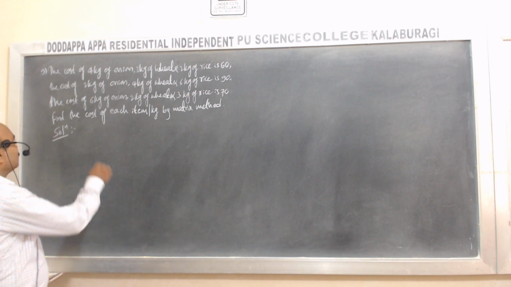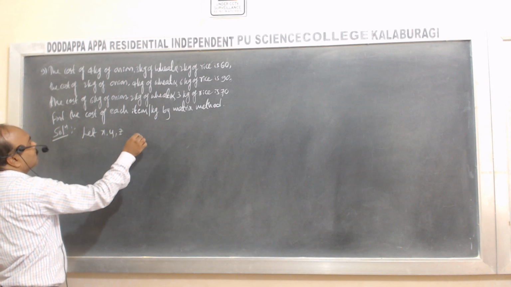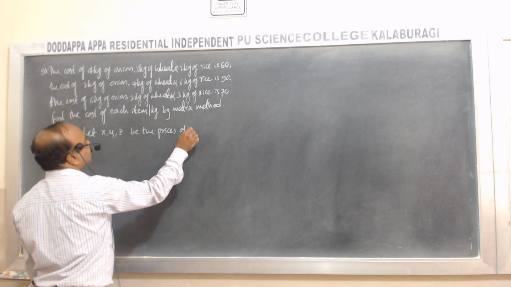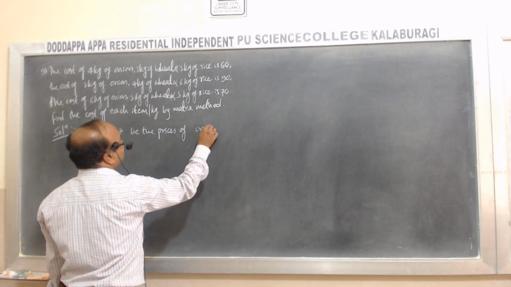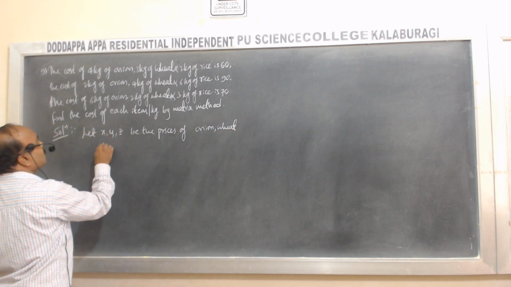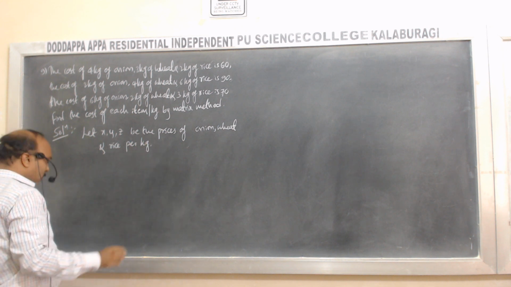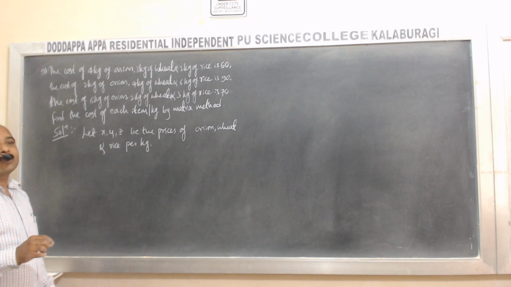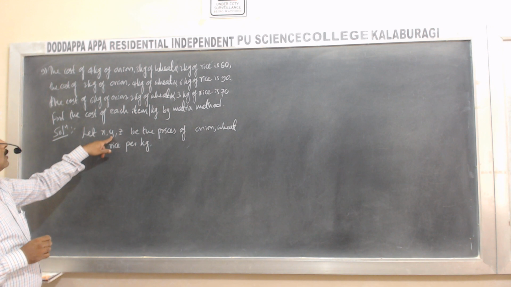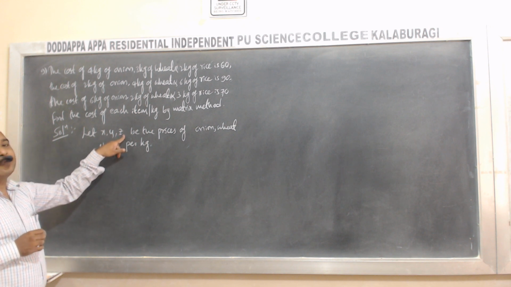Now we consider, let x, y and z be the prices of onion, wheat and rice per kg. Now according to this we can write the equations. We take onion per kg as x rupees, y is per kg of wheat and z is the variable for per kg of rice.